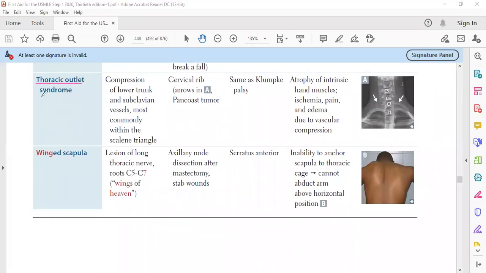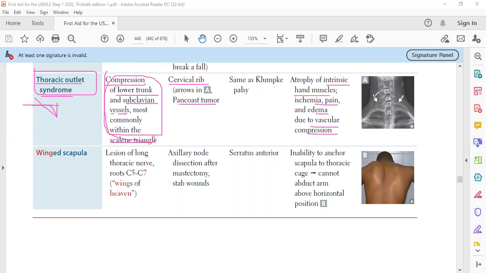Next thing that we have here is thoracic outlet syndrome, in which there is compression of the lower trunk and subclavian vessels, most commonly within the scalene triangle. Then there is cervical rib, Pancoast tumor can cause it. Same as before: interossei, lumbricals and everything. There is atrophy of the intrinsic hand muscles, ischemia, pain, and edema due to vascular compression. So again, thoracic outlet syndrome is compression of the lower trunk and subclavian vessels, most commonly within the scalene triangle. Here is the scalene triangle.